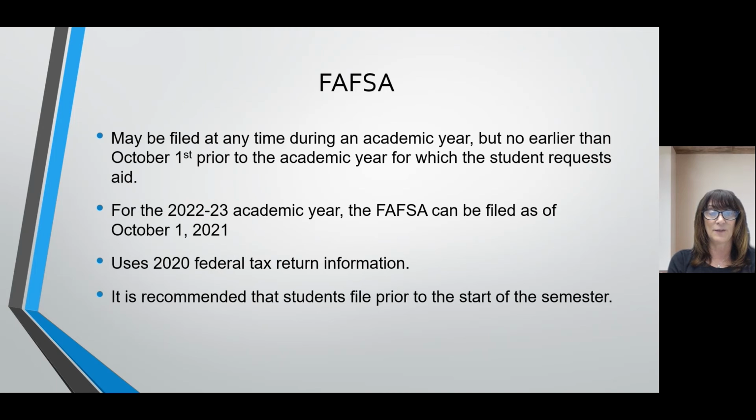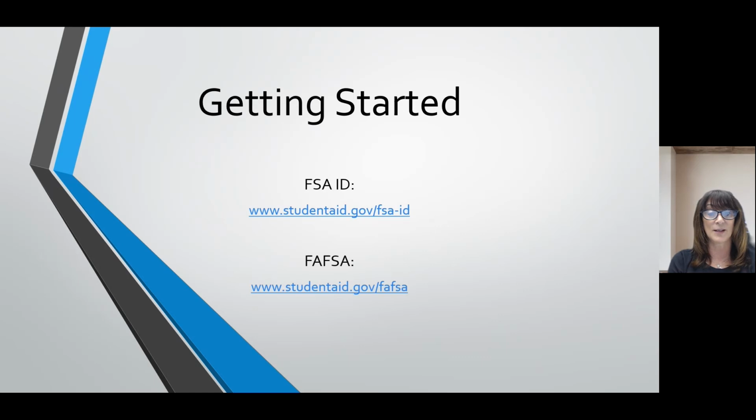The FAFSA may be filed at any time during an academic year, but no earlier than October 1st prior to the academic year for which the student requests aid. For the 2022-23 academic year, the FAFSA can be filed as of October 1st, 2021. It will use information from your 2020 federal tax returns, and it's recommended that students file prior to the start of the semester. So how do we get started?